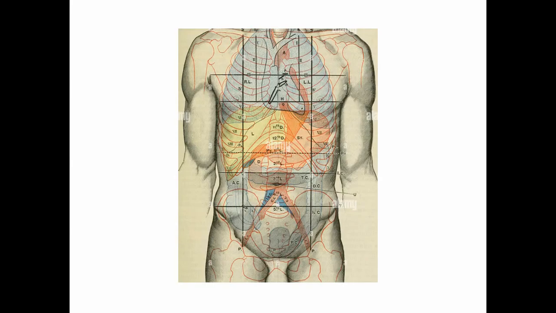Here you can see in this epigastric region the major portion is of the stomach, pylorus, and some portion of the right lobe of the liver along with the left lobe of the liver.